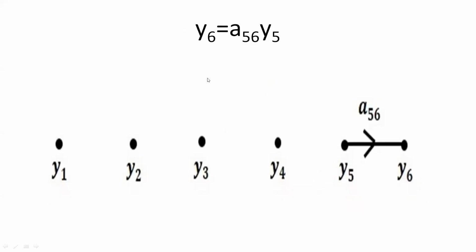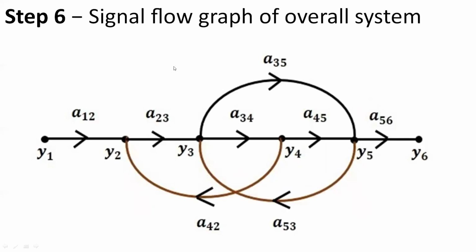Then the next equation, Y6 is equal to A56 times Y5. Y5 is the input here, and the direction is from 5 to 6. So these are all the representations. If you draw the overall signal flow graph for the entire system, this is how we represent it. We are just combining all these equations, and then we get the resulting signal flow graph.